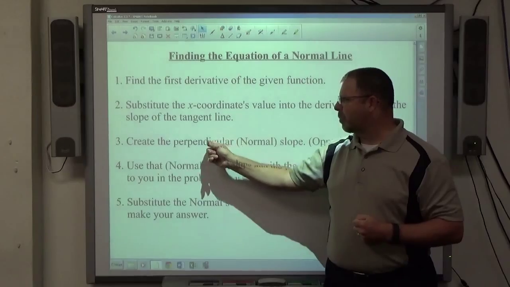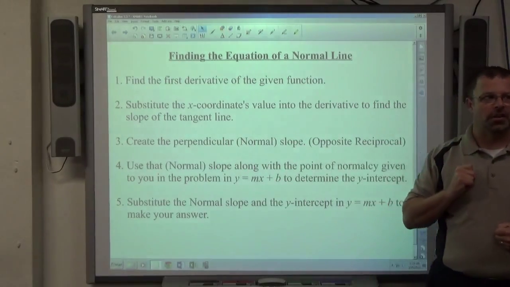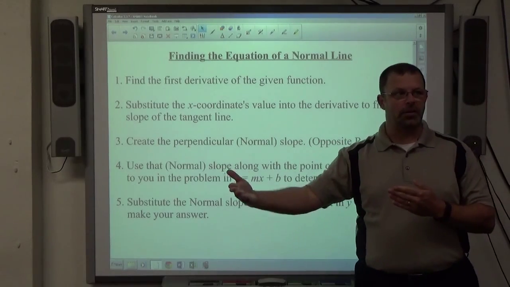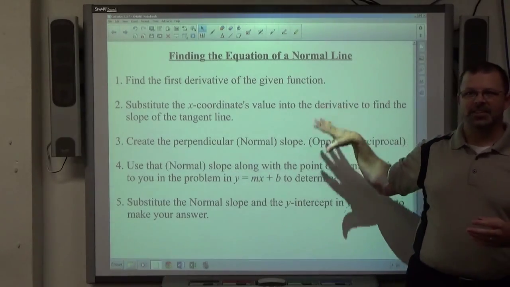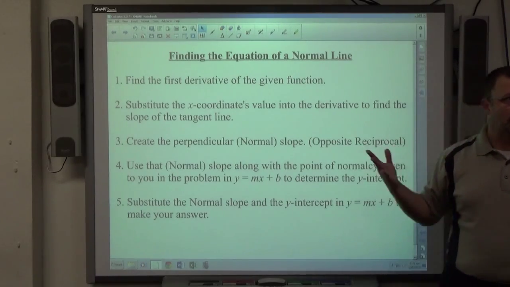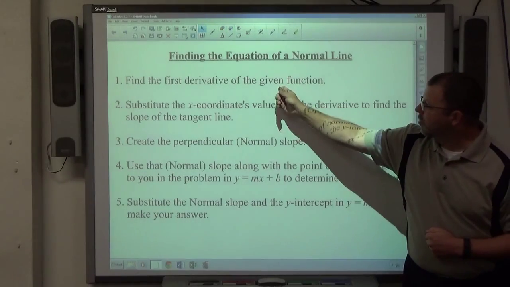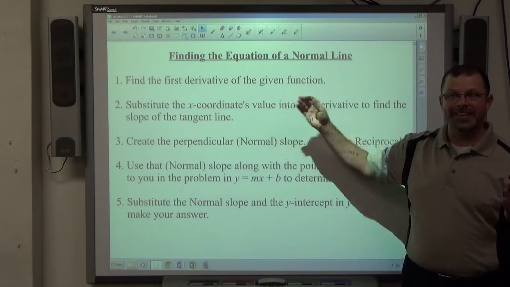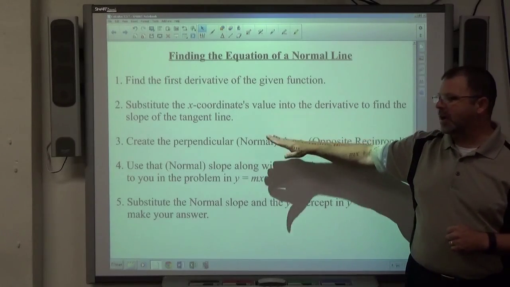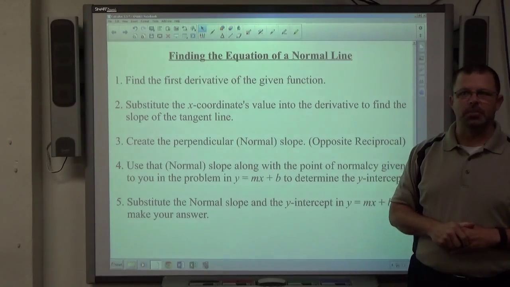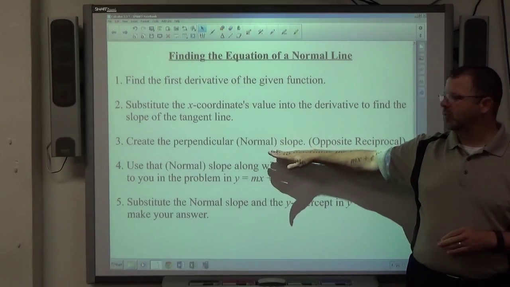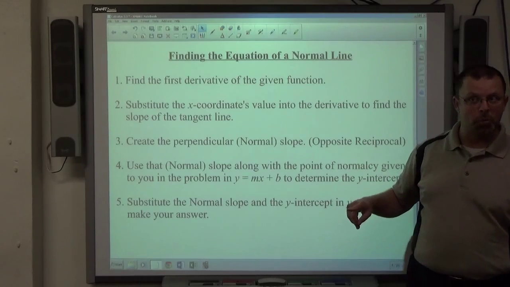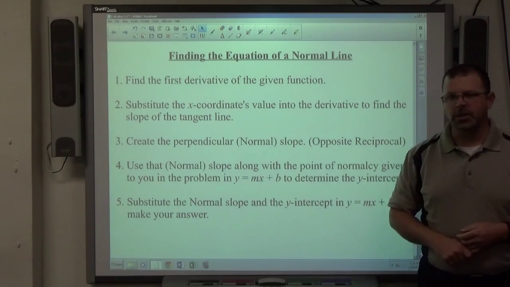The normal line is the perpendicular line to the tangent line. Okay, remember back in Algebra 1 and 2, find the equation of the line that is perpendicular to this function and passes through this point. This is the application of that technique. So, the first derivative of the function gives me the slope of the tangent line formula. Substituting the x-coordinate value gets me the exact slope of the tangent line. And then I create the perpendicular slope by doing the opposite reciprocal. Once I know what the slope is, y equals mx plus b, substitute the point of normalcy and the normal slope in, and then you get your answer.